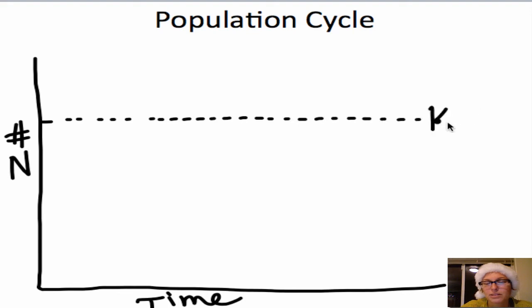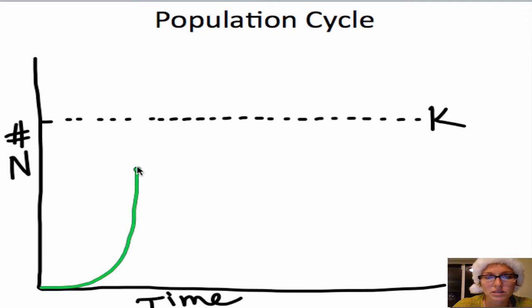And this little dotted line is going to be our carrying capacity. Carrying capacity is often signified by a K, just so you know. And let's use green for our population. Well, we can see that human population, and this happens with a lot of other different species, is experiencing exponential growth. We're growing and growing and growing until we reach our carrying capacity.